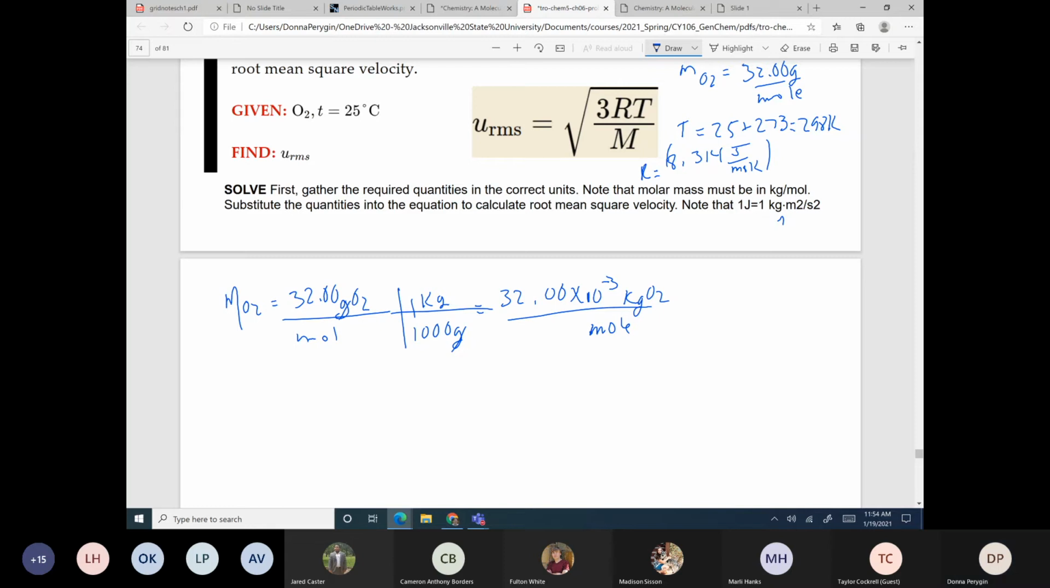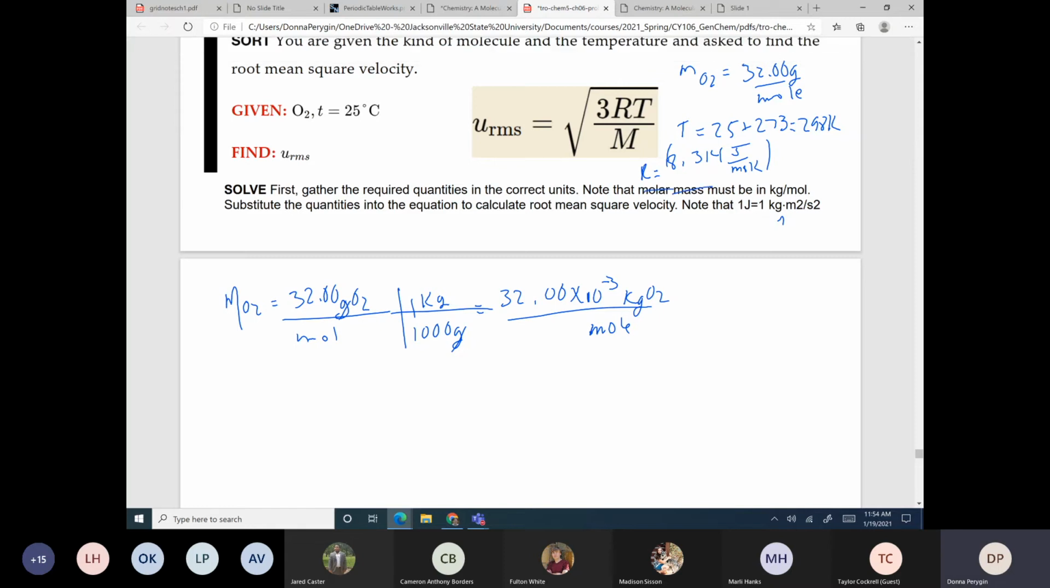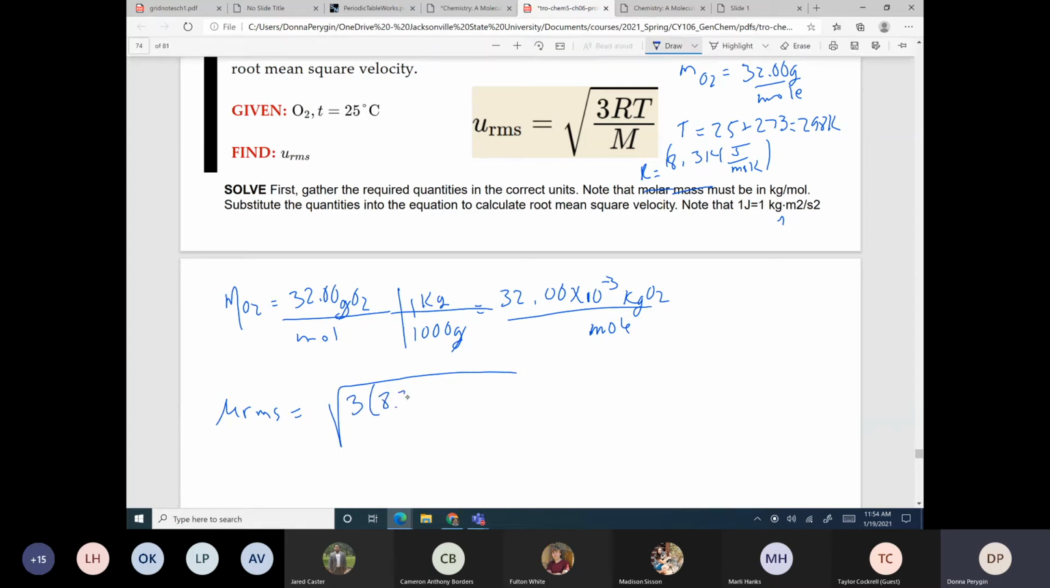Okay. All right, and so then we're going to use this R, so we can just plug everything in. The average RMS, so root mean square velocity, is equal to the square root of 3 times this R, which is 8.314 joules per mole Kelvin, times 298 K, divided by our molecular weight in kilograms.